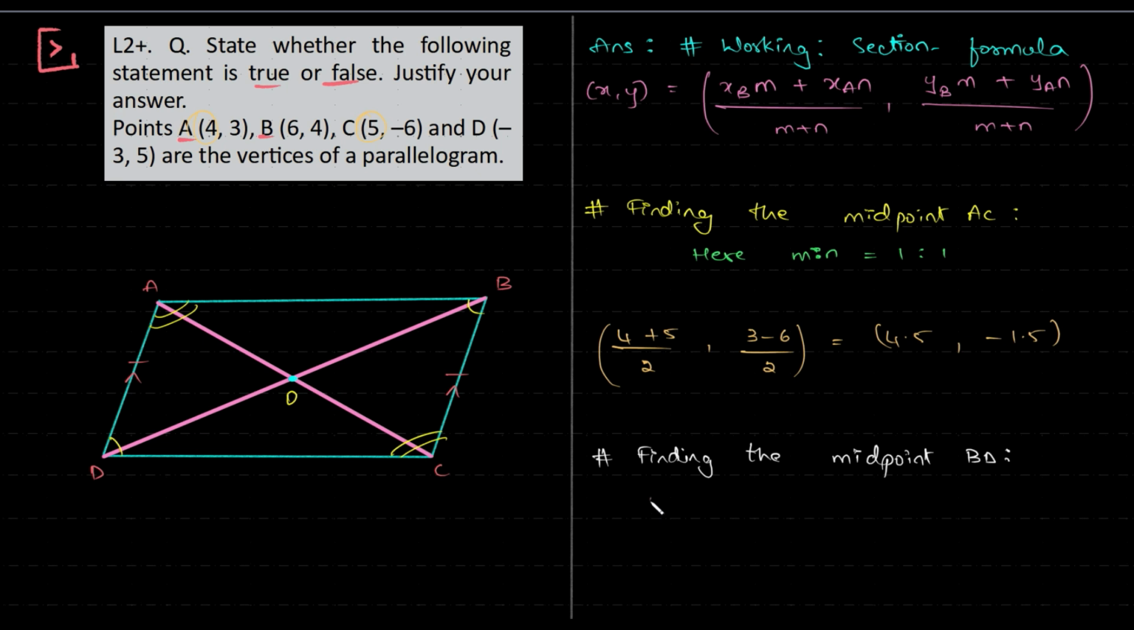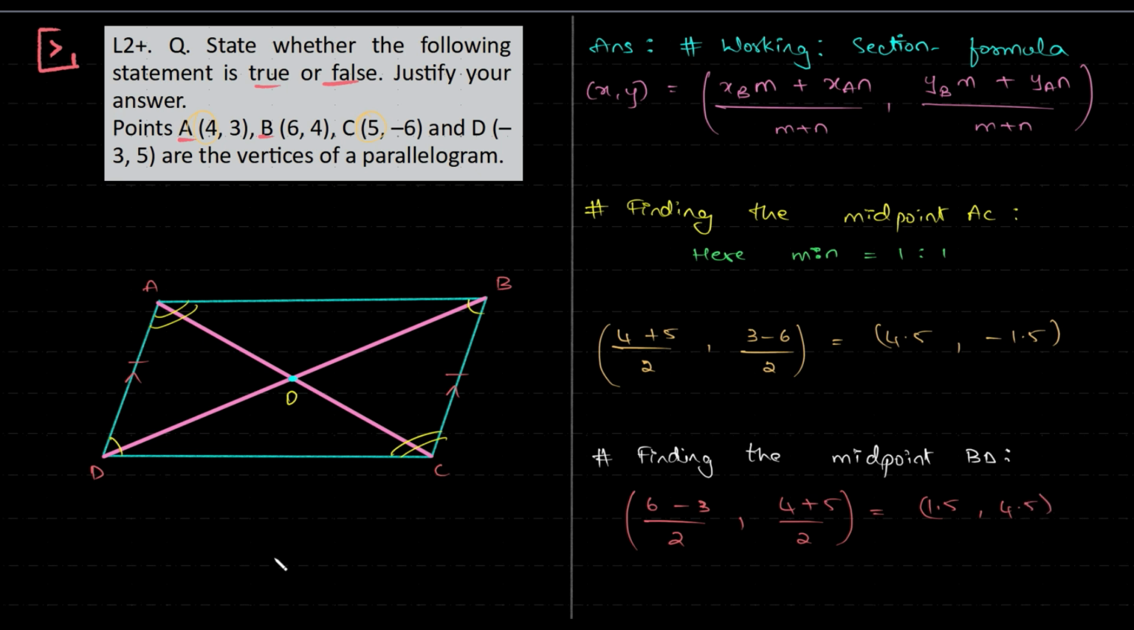So here it is (6 minus 3) by 2 comma (4 plus 5) by 2. So this would be equal to 1.5 comma 4.5.